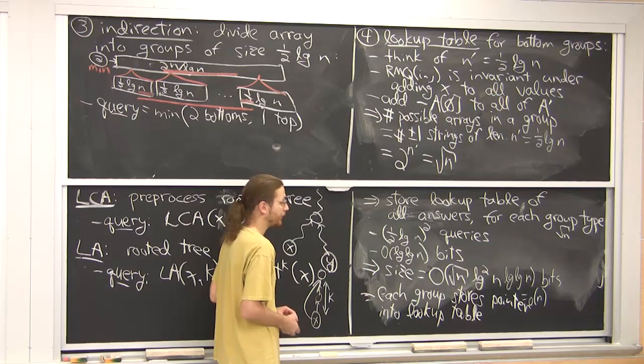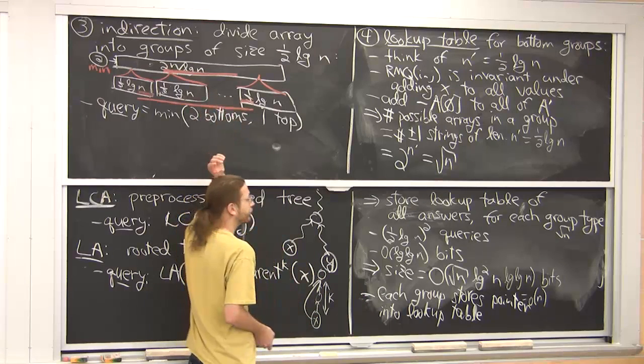This gives us linear space. These pointers take linear space. The top structure takes linear space, a linear number of words.